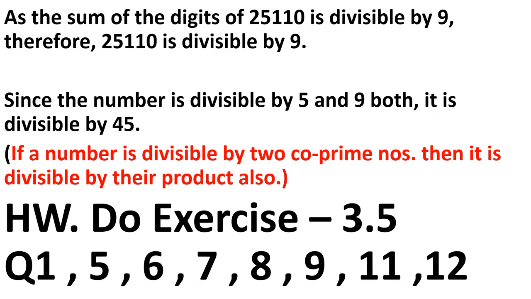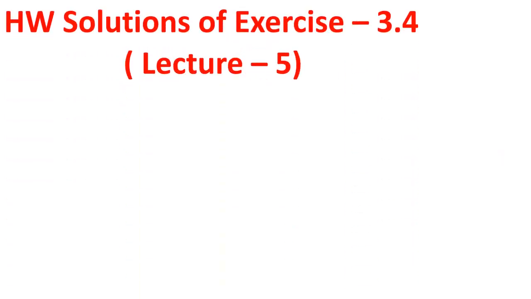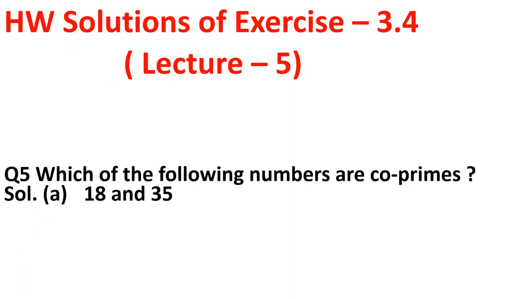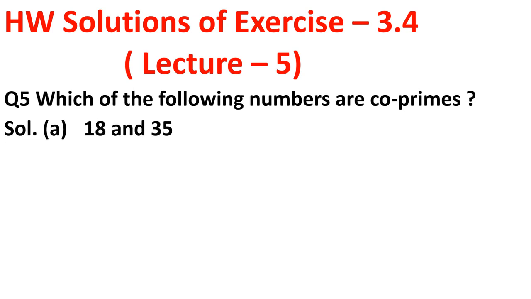Now see the homework solution of exercise 3.4 that I have given in lecture number 5. Only one question I have given in the homework, but various parts are there. Question was, which of the following numbers are co-prime? Again, definition of co-primes: 2 numbers are said to be co-prime if their common factor is only 1. Now see the A part.